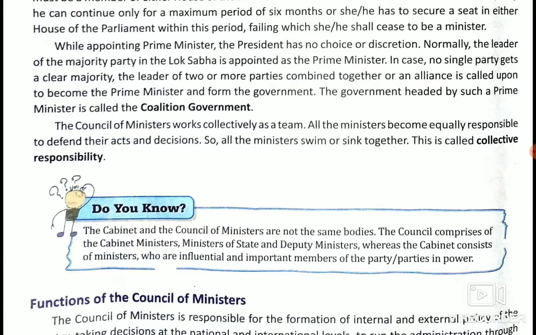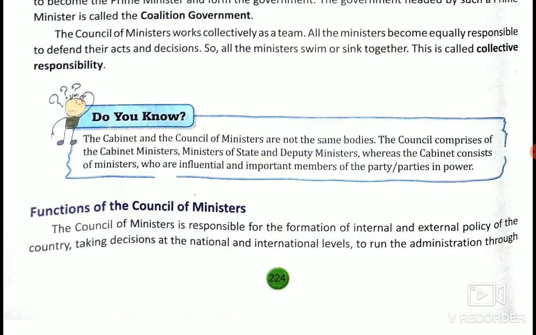The Council of Ministers works like a team, and everyone is equally responsible for its acts and decisions. No one can say that I am the only one responsible. Nobody can be blamed as that particular person being responsible. So all the ministers sink and swim together. एक ही साथ डूबना भी है और एक ही साथ तैर के बाहर भी निकल के आना है. That's why it is called collective responsibility, because all the Council of Ministers are working like a team.